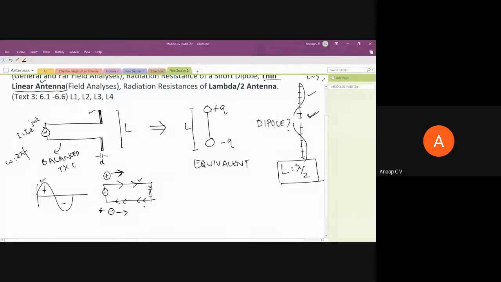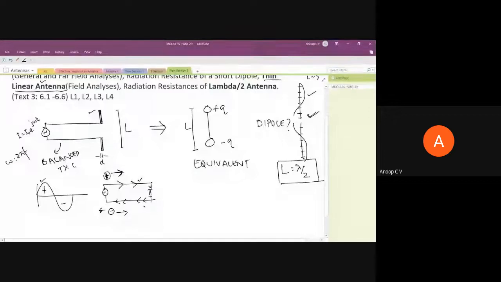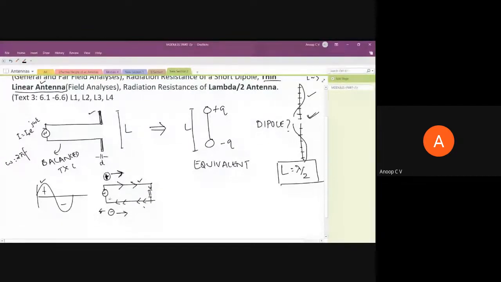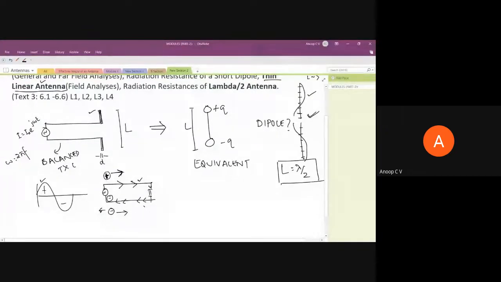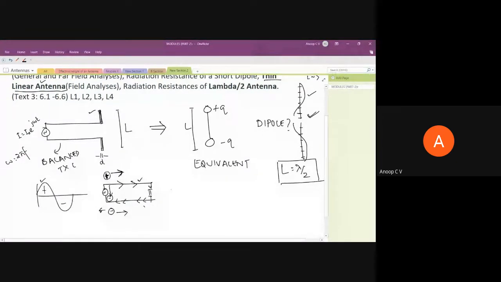So I can assume it has a dipole. If you induce a positive charge on this upper conductor, an equal but opposite negative charge you can assume to be induced in the lower conductor. You have studied Gauss law, Gauss theorem, right? So what will happen? There will be an electric field from positive to negative. This is in the case of a positive half cycle.